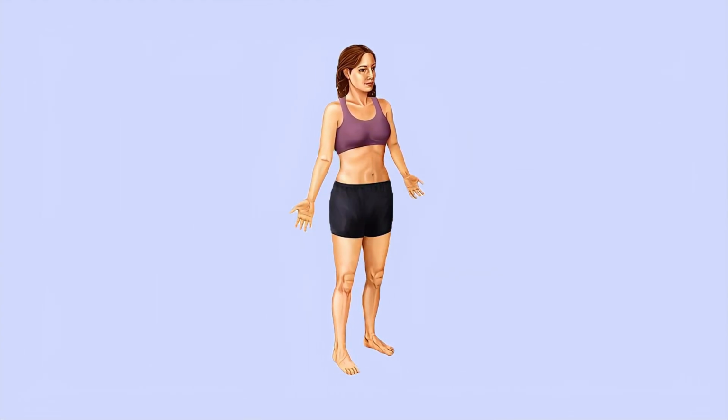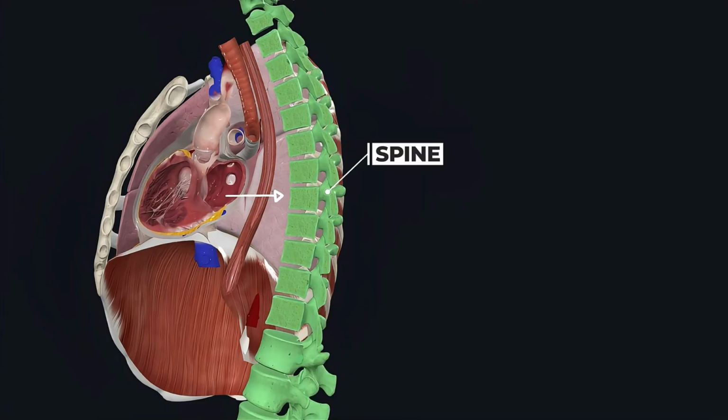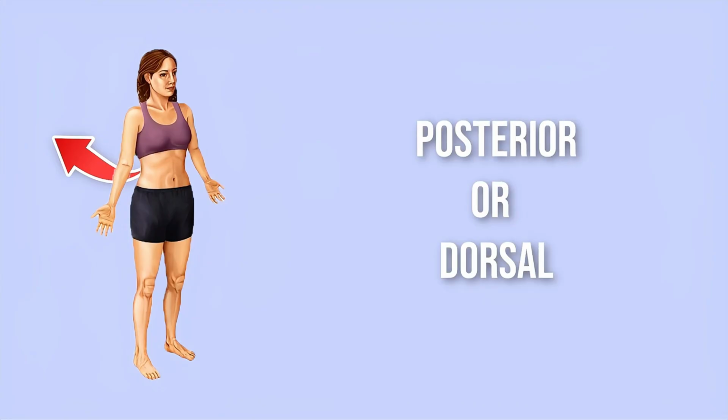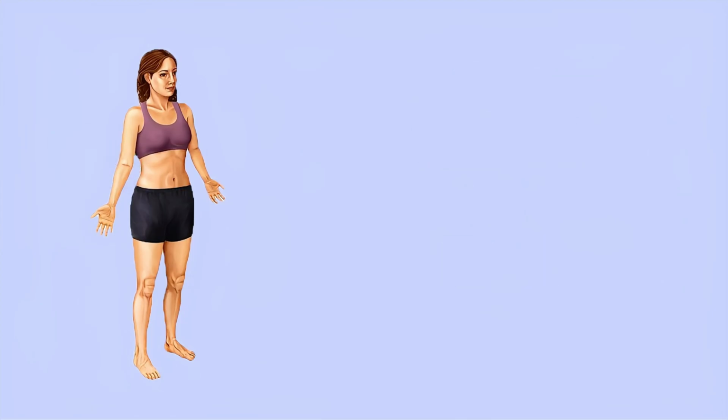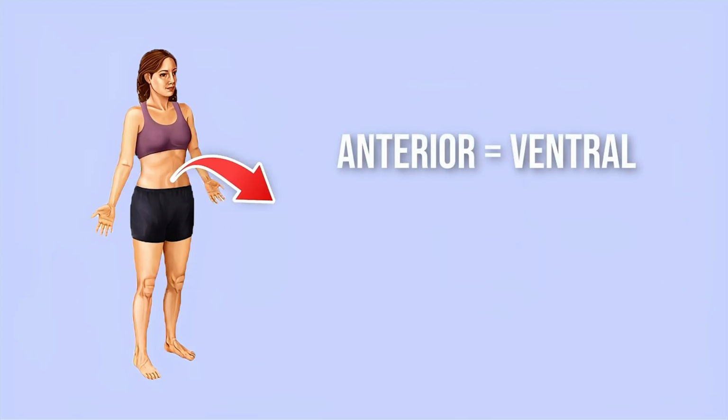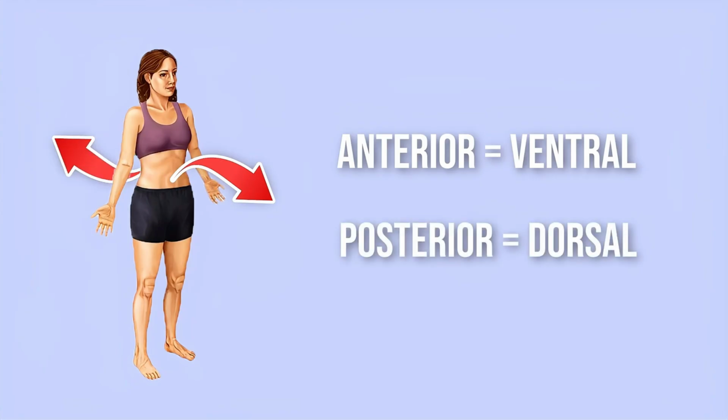Posterior. Posterior means towards the back. For example, the spine is posterior to the heart. Sometimes the word dorsal is used instead of posterior. So, in humans, anterior is the same as ventral, and posterior is the same as dorsal.